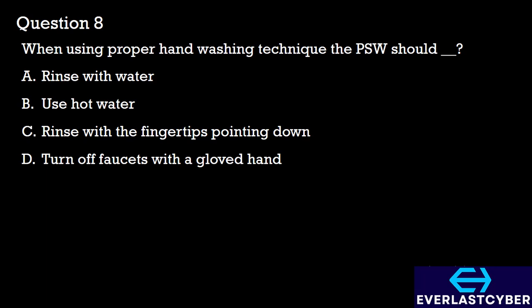When using proper hand washing technique, it is important to rinse with the fingertips pointing downwards. This will help the water and soap to flow away from the hands and wrists, thereby reducing the risk of contamination. In option D, it is important to avoid using gloved hands to turn off faucets because this can lead to cross-contamination. The proper procedure is to use a paper towel to turn off the faucet after hand washing, thereby ensuring that the hands do not touch the contaminated faucet.